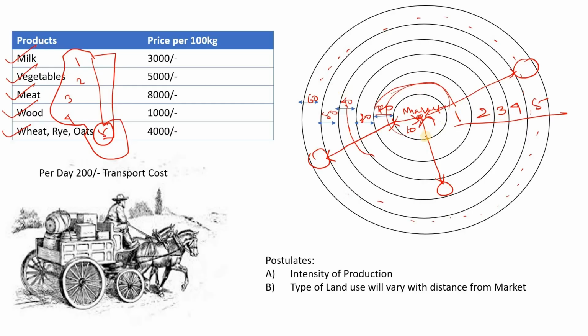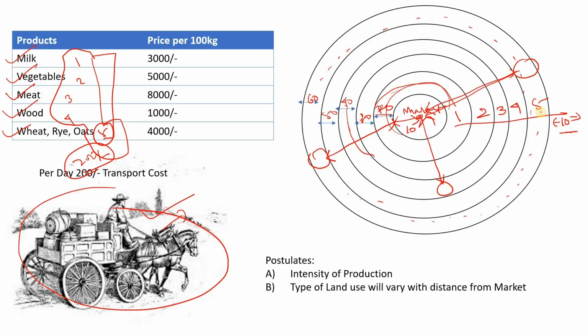Now, the only means of transportation to transport your product to the market for selling is the horse cart. It will take 200 rupees per day to transport, and for each circle you need 1 day to cross. Because it is 10 kilometer of distance, and the horse cart takes 1 day to cross 10 kilometer.